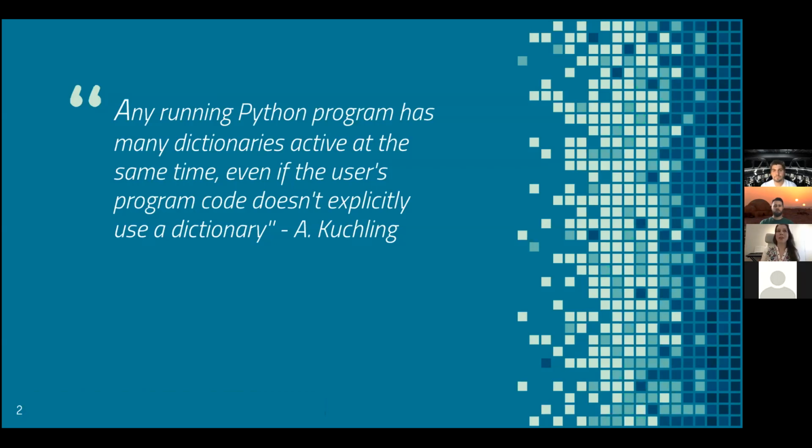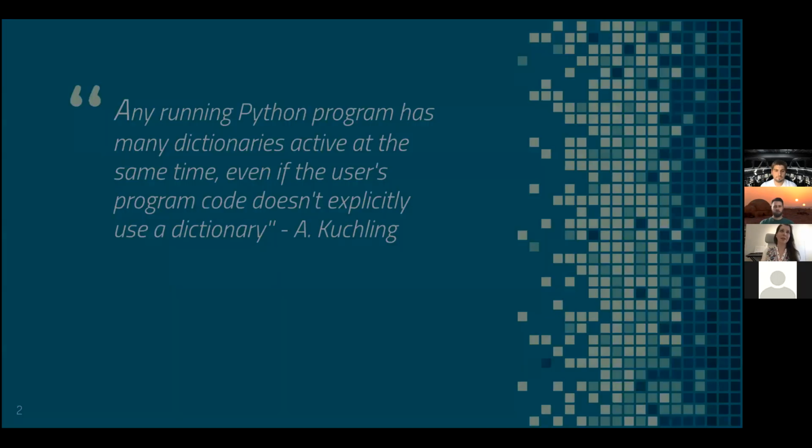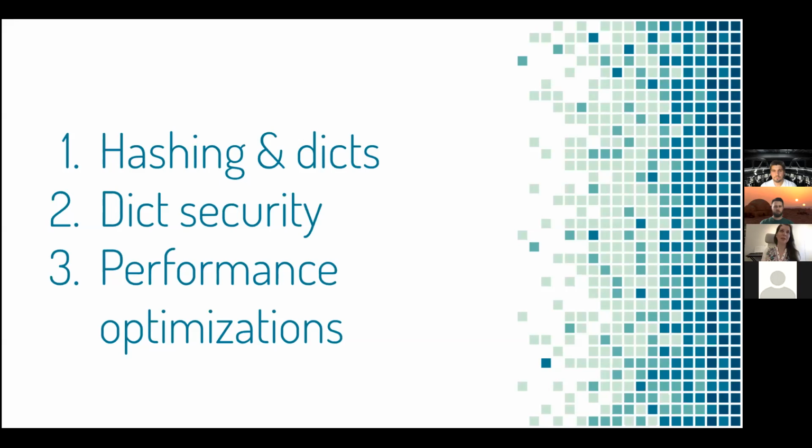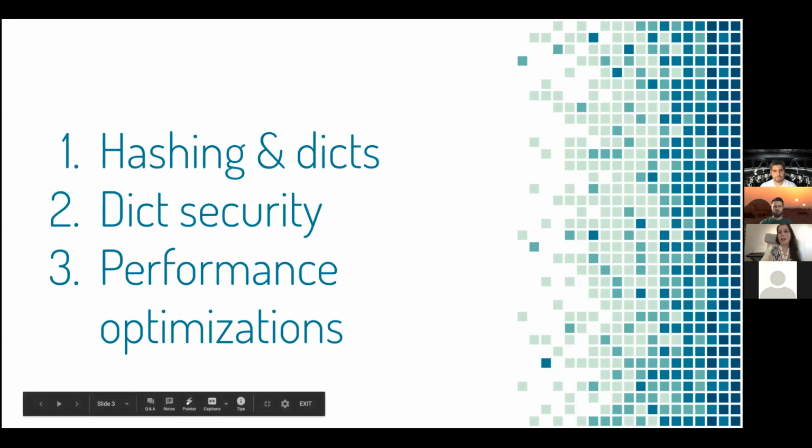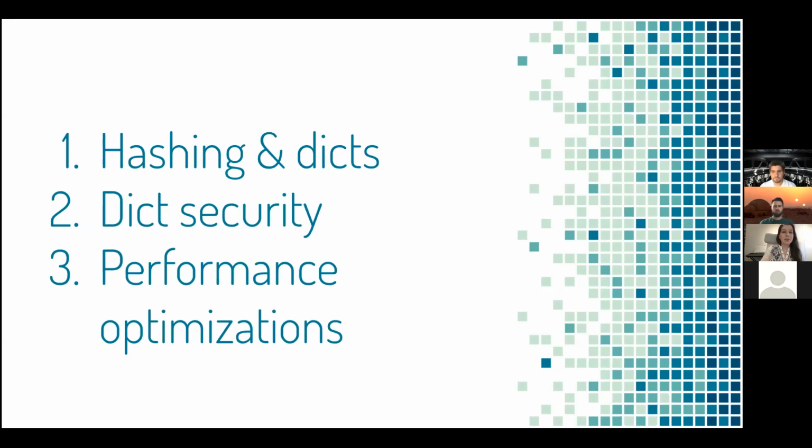And this quote, I took it from the Fluent Python book, which is very nice, and I recommend you to watch it. So it has three parts. One is hashing and dictionaries, which is basically hashing is the backbone, the engine behind dictionaries. A bit on dictionary security, how secure are our dictionaries, and a bit on some performance optimizations.